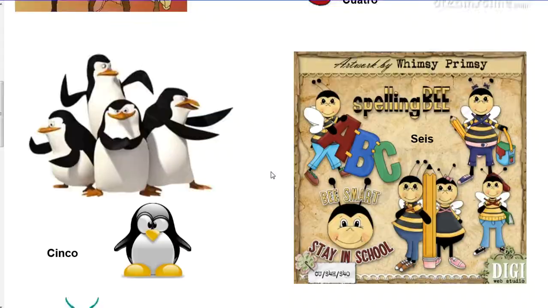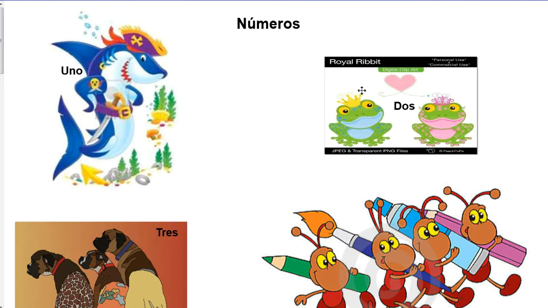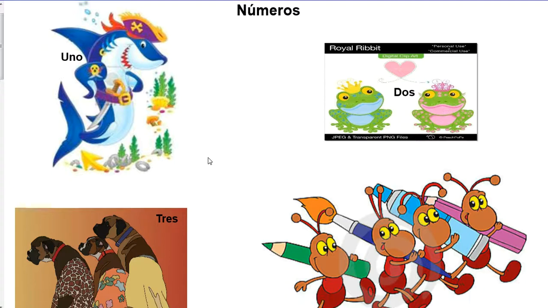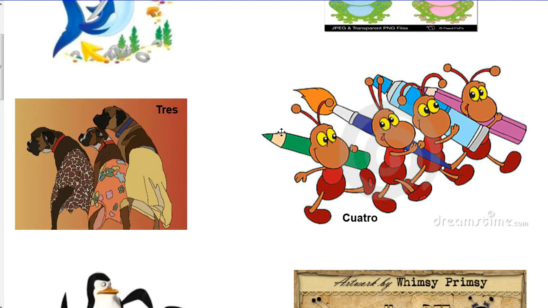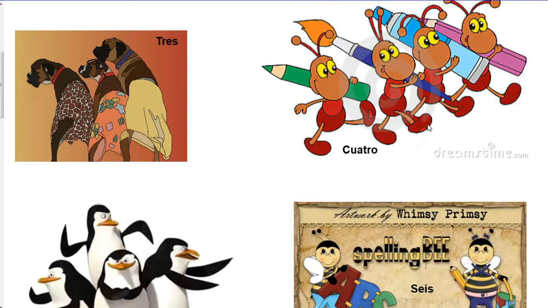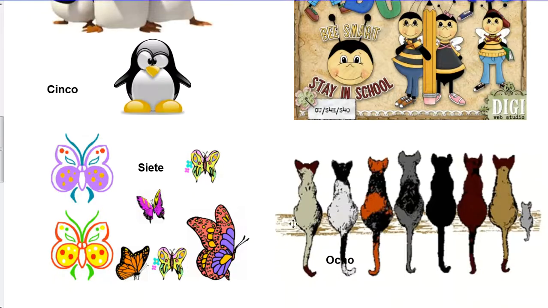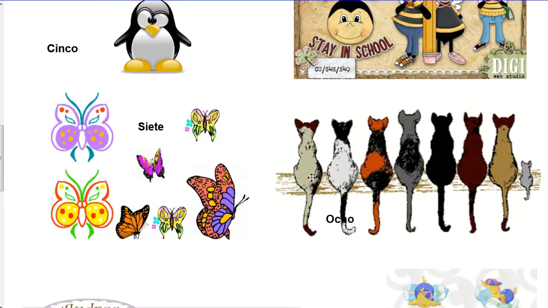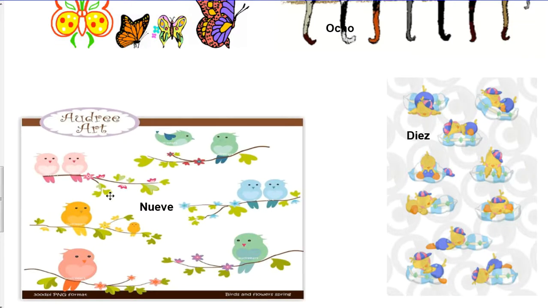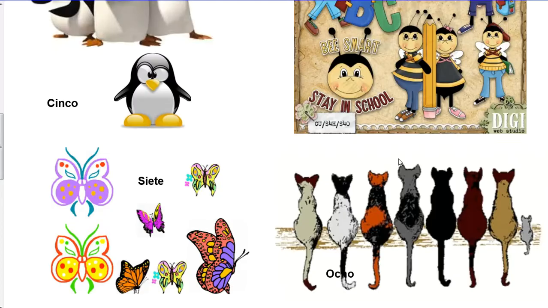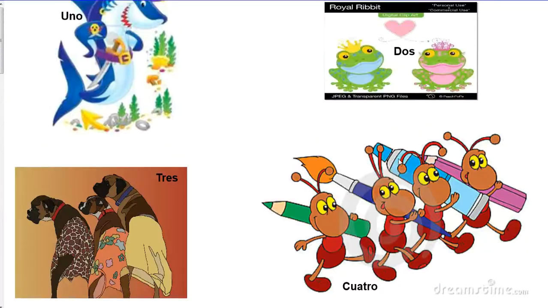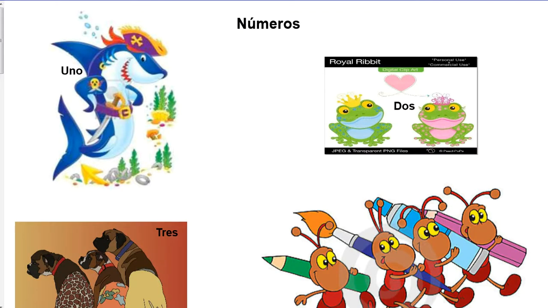So starting at the beginning, numero uno is 1, dos is 2, tres is 3, cuatro, 4, cinco, 5, seis, 6, siete is 7, ocho is 8, nueve is 9, diez is 10. Notice there are no accents on these. It's just very, very straightforward. Later we might get some accents added.